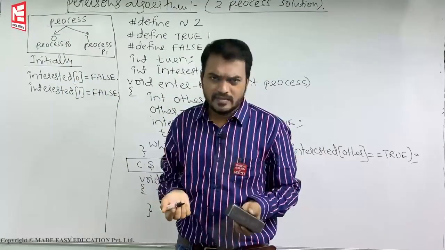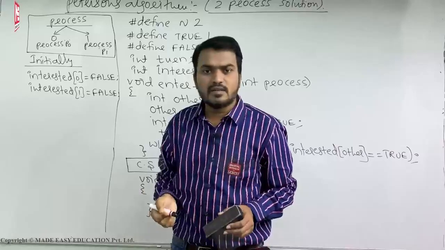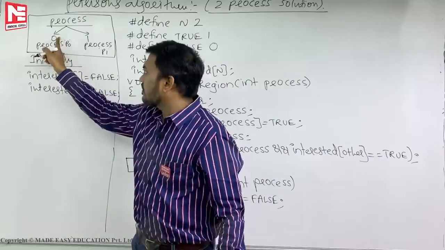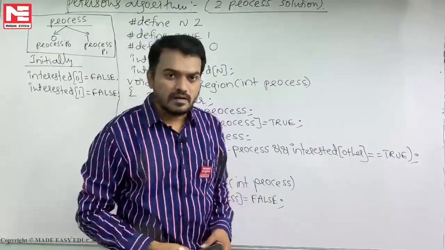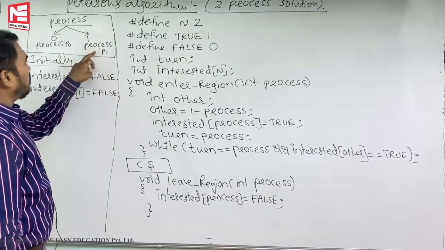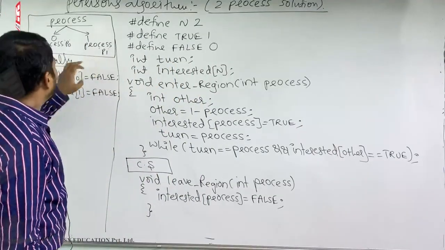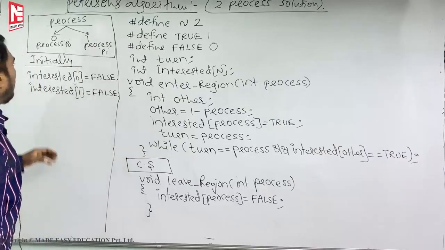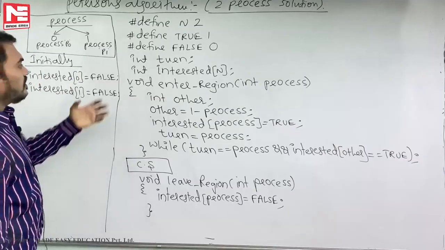Process is an integer variable. It takes two values, either 0 or 1. If the process value is 0, you are representing P0. If you take the process value as 1, you are representing P1. So that is the meaning of the process. And next, understand here, this is the code given to you.